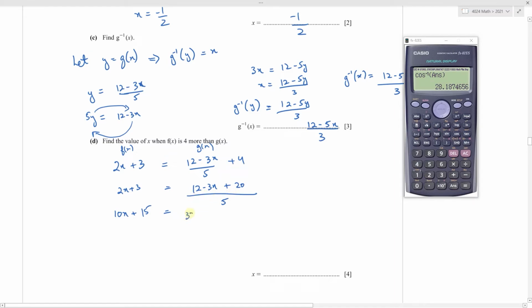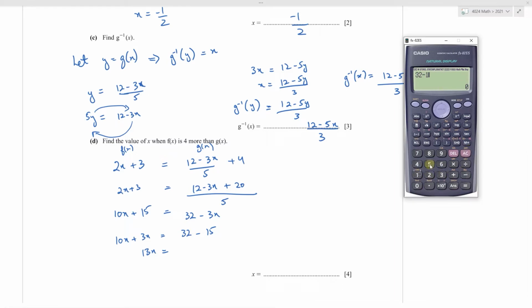12 plus 20 will be 32 minus 3x. And then let's bring this 3x here. Take this 15 to the other side. 10x plus 3x equals 32 minus 15. 13x equals 32 minus 15, which will be 17. So your value of x would be 17 over 13. So x is 17 over 13.